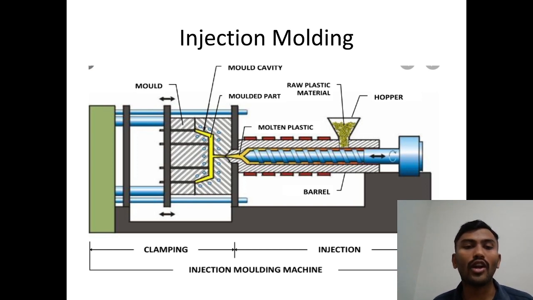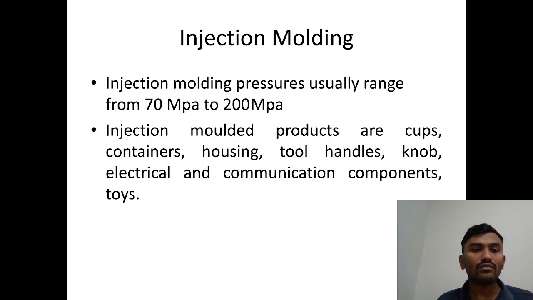Which part we make depends on the product. We apply some pressure, and the barrel applies pressure from 70 megapascals to 250 megapascals on the part. With that pressure, we finally get the molded product. That is the process happening in injection molding. Injection molding pressure usually ranges from 70 to 200 megapascals.